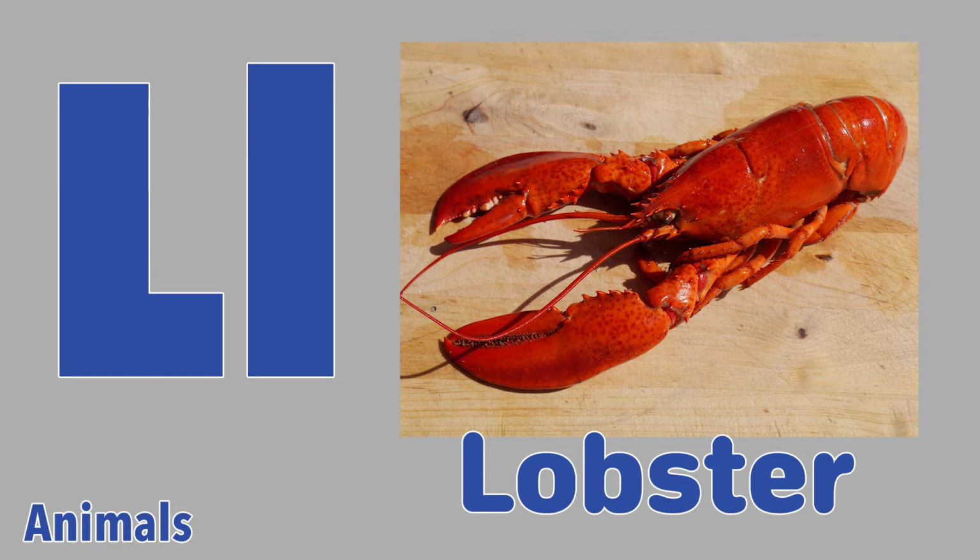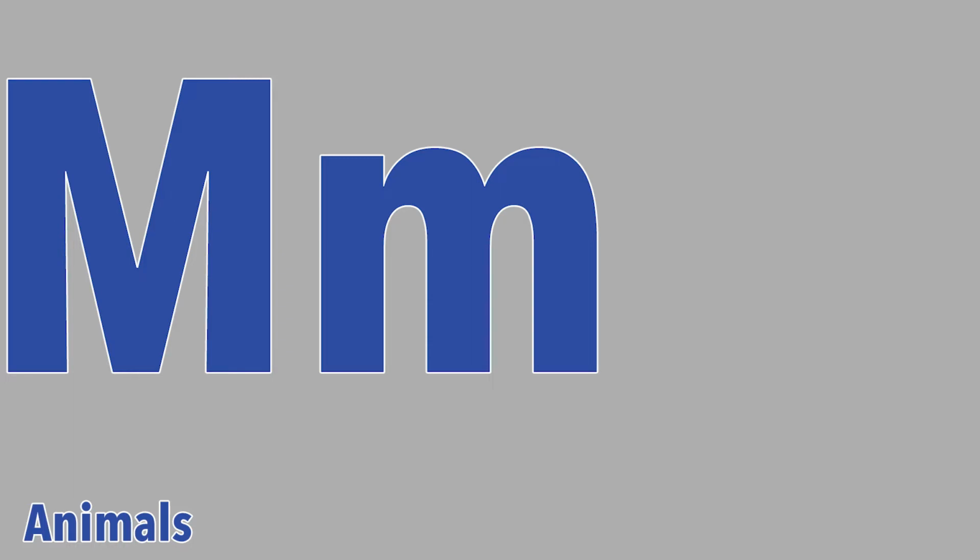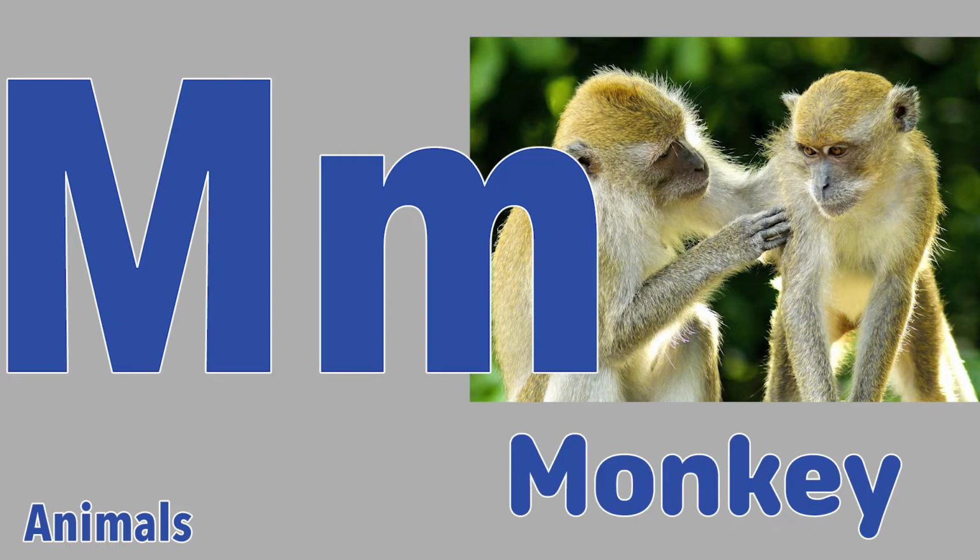This is the letter L. What animal that lives in the ocean begins with the letter L? If you guessed lobster, you are correct. Lobster begins with the letter L. What letter is this? This is the letter M, this is capital M, and this is lowercase m. What animal that lives in the forest begins with the letter M? If you guessed monkey, then you are correct. Monkey begins with the letter M.